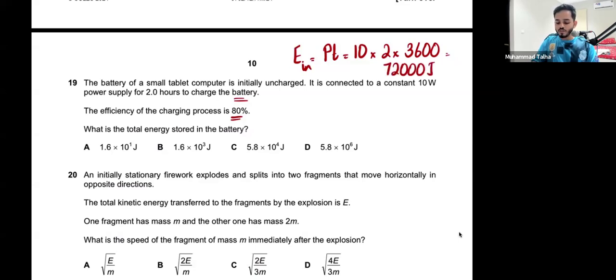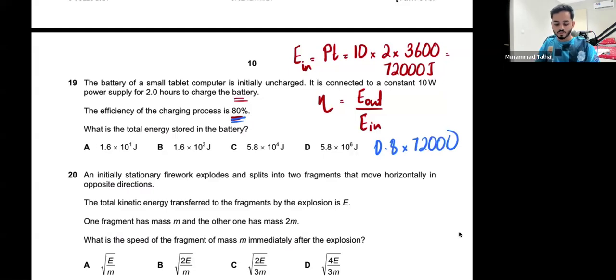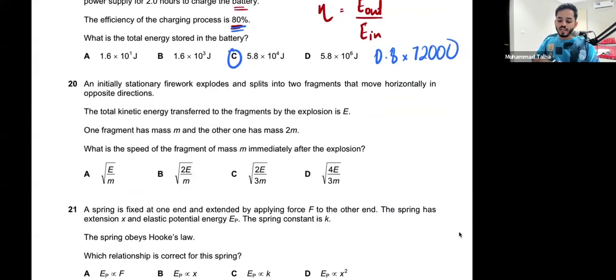And then if we use the efficiency formula, which is output over input, either for energy or for power, so total energy stored in the battery charging process has an efficiency of this much. So output, which is what is finally stored as a result of the charging process, is 0.8 times 72,000, which is 57,600, so C.